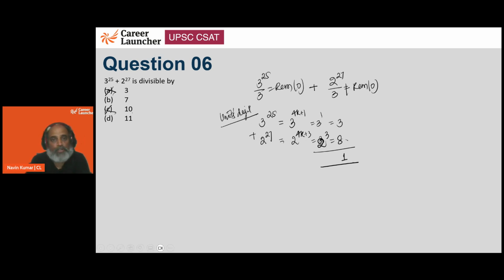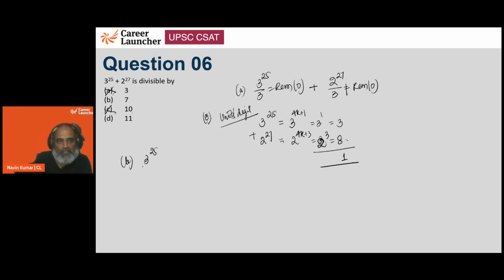Now, we are going to check the next option. It's either 7 or 11. If we check one of those, and if it turns out to be the answer, great. If it doesn't, then obviously the leftover option is our answer. So this was our option A, this was our option C. Let's check option B.